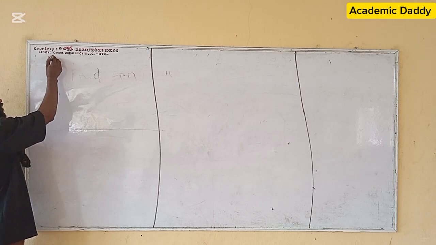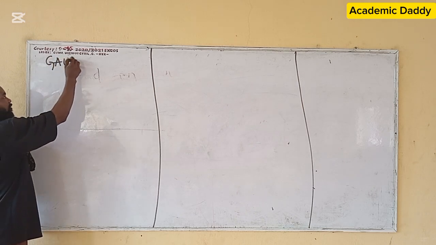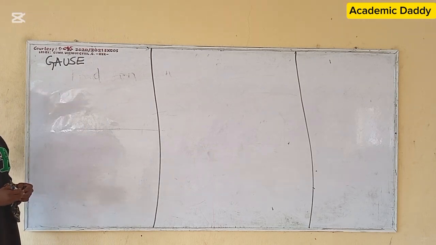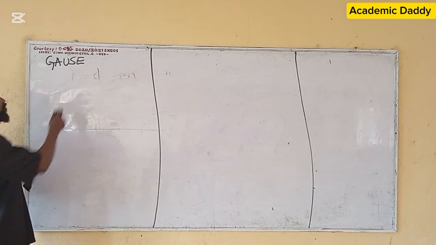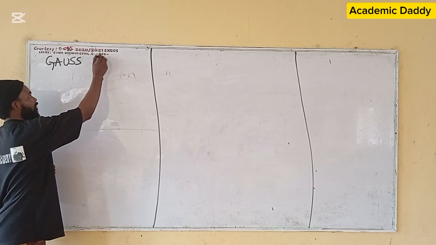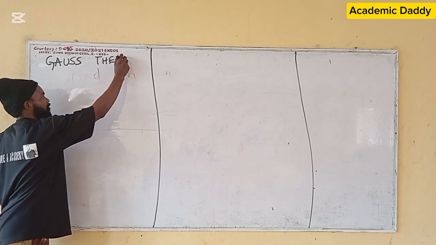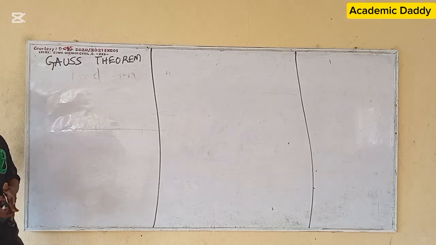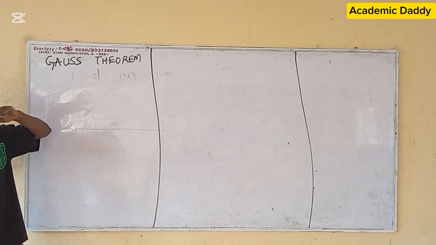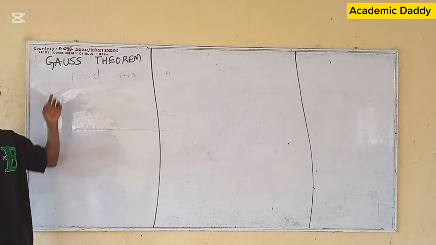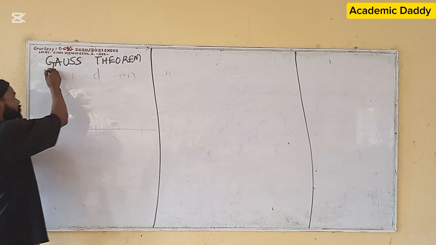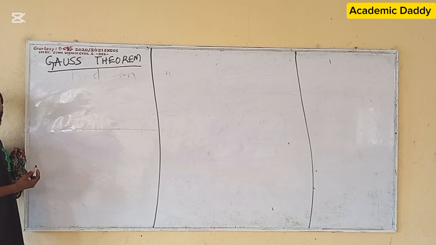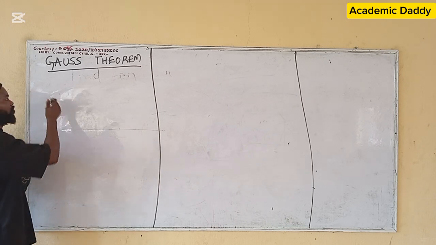Let me start with that Gauss theorem. Please check if this is the spelling you have there for Gauss: double S, no E. Gauss theorem. So I want us to start here. We are definitely going back to electrostatics, but I want us to understand this now that our brain is fresh. So this Gauss theory is centered on what we call electric flux.